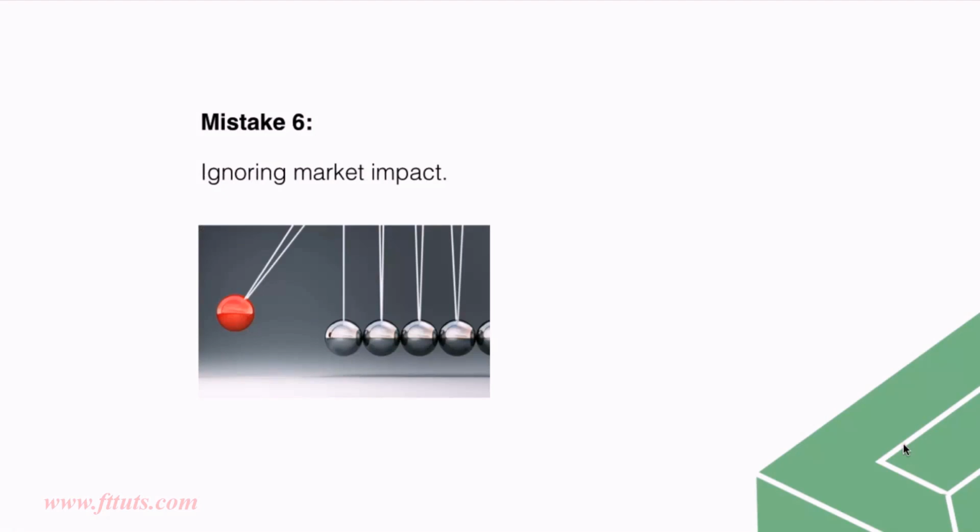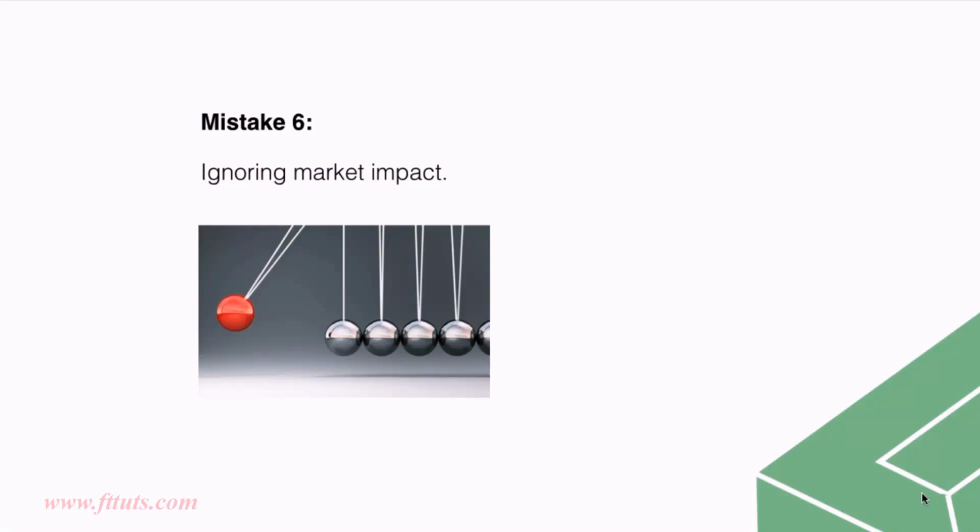Number 6, ignoring market impact. Another thing that is also easy to forget during system development is that historical data does not include your own system's trades. When the trading system is taken live, it's going to have a direct impact on the market itself, and under certain scenarios, it's possible that your system will move the market and it will move it unfavorably, making it unlike your simulation results.